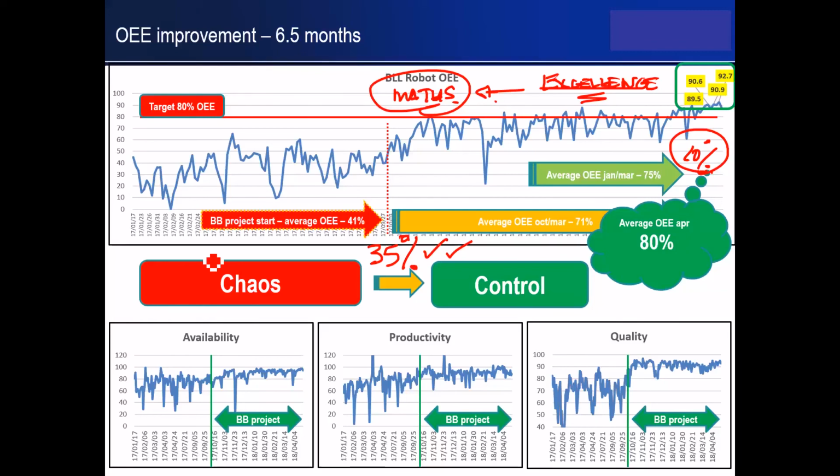The money is in variability. If anybody ever talks to you about variability, listen to them hard, because that is where the money lies in your company.